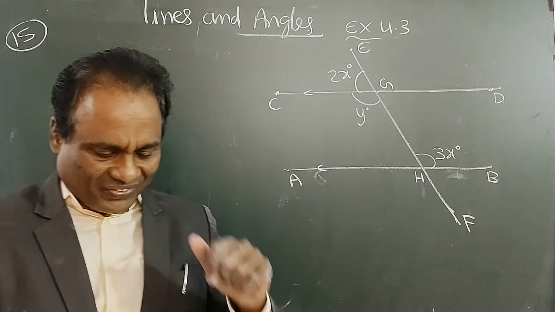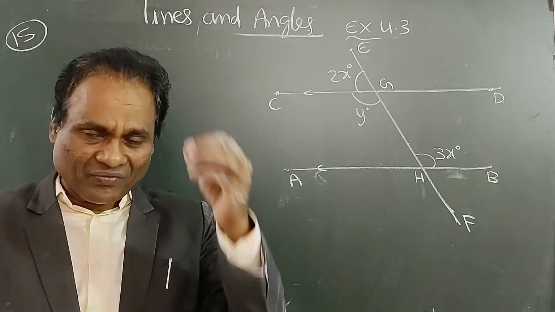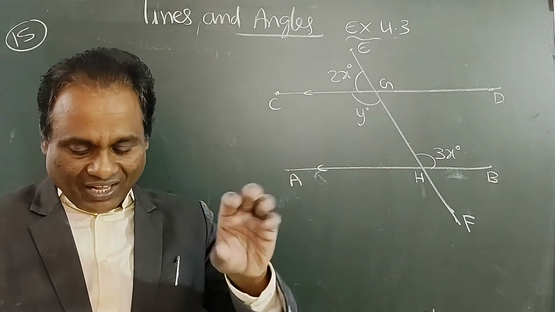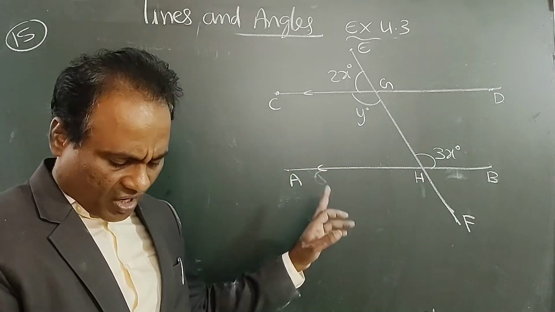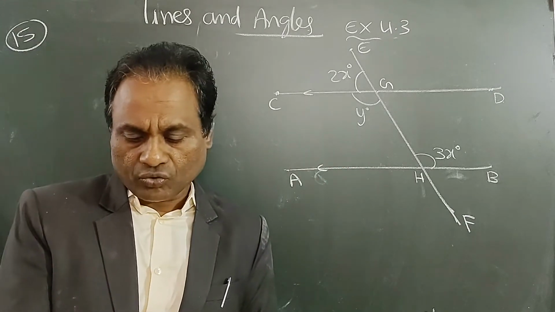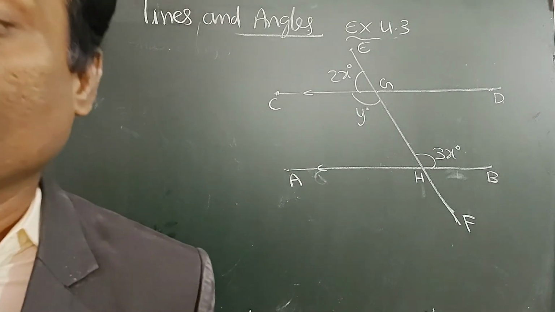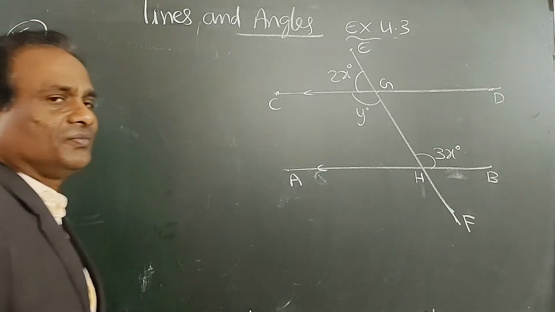Now find the x value, and it is given also. AB is parallel to CD. EF is a transversal cutting AB and CD. Each and every explanation is given in the problem. AB is parallel to CD. Even if it is not given, this symbol represents the parallel lines. So how to find the x value and y value from this diagram, students? Very simple. See here.